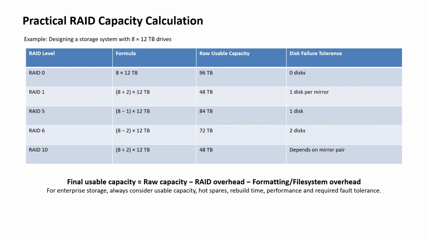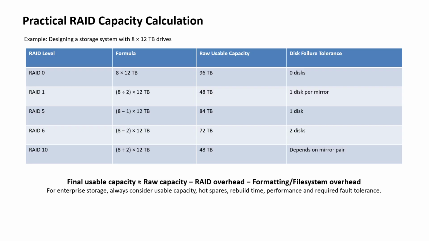In RAID 1, the capacity is approximately half of the total capacity. So 8 divided by 2, how much? 4 into 12 TB is equal to 48 TB usable. So here capacity becomes half, because the other half is used for mirror copies.